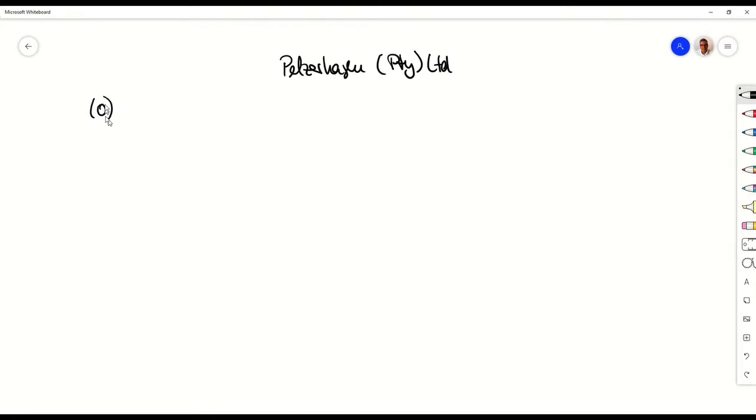So the activity 0 will be the establishment of the company, which takes place on the 2nd of January in 2007. And the owners contribute $100,000.